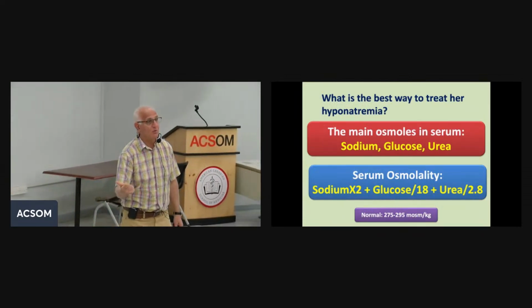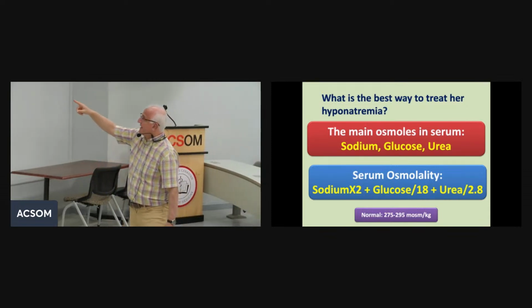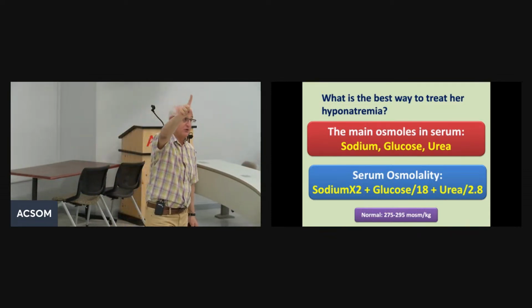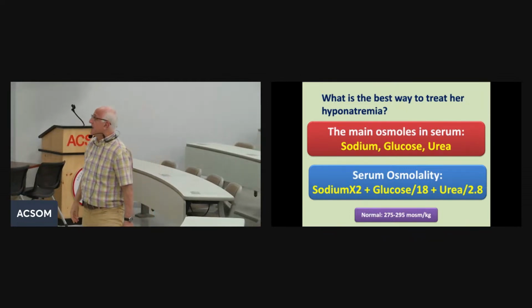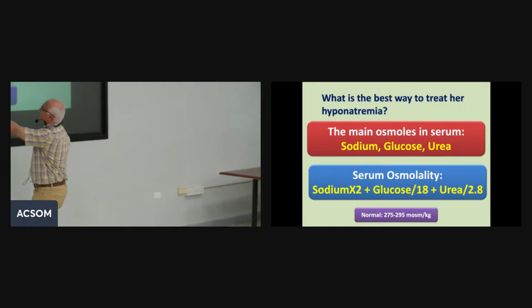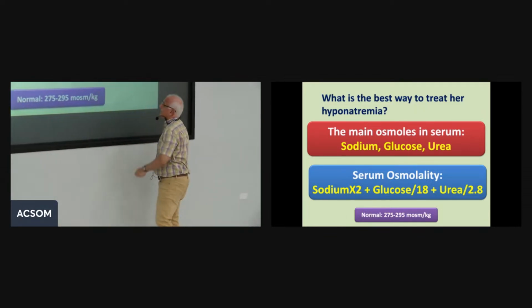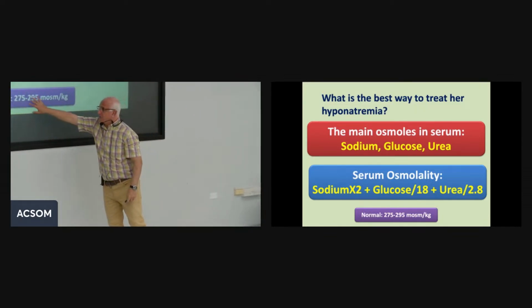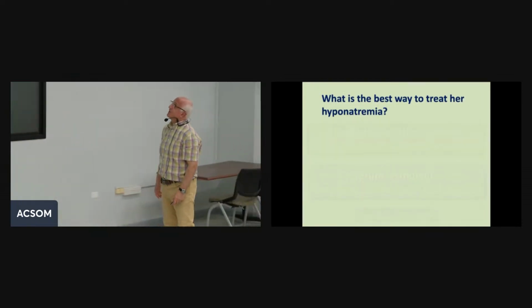So she came to you after 1 week of whatever diet, so she was in bad shape. The main osmoles we said are sodium, urea, glucose. Do you remember that? We talked about it. Serum osmolality is calculated this way: 2 times sodium, plus glucose divided by 18, plus urea divided by 2.8, right? And we said normal is around 280. What is the best way to treat this patient?